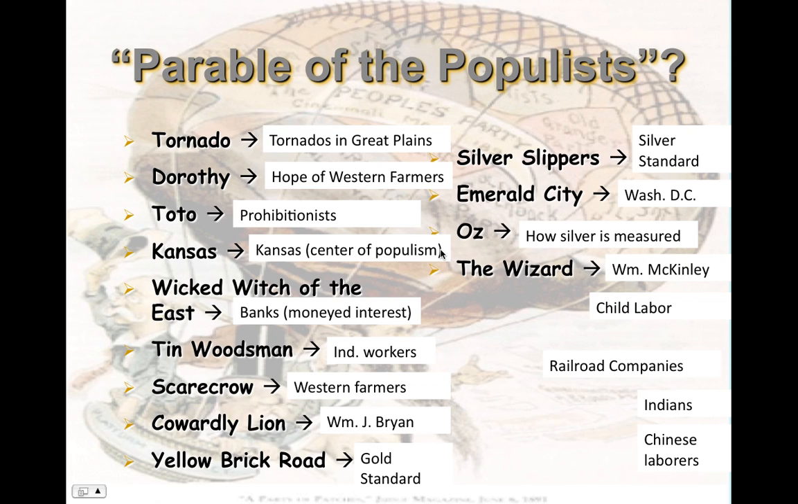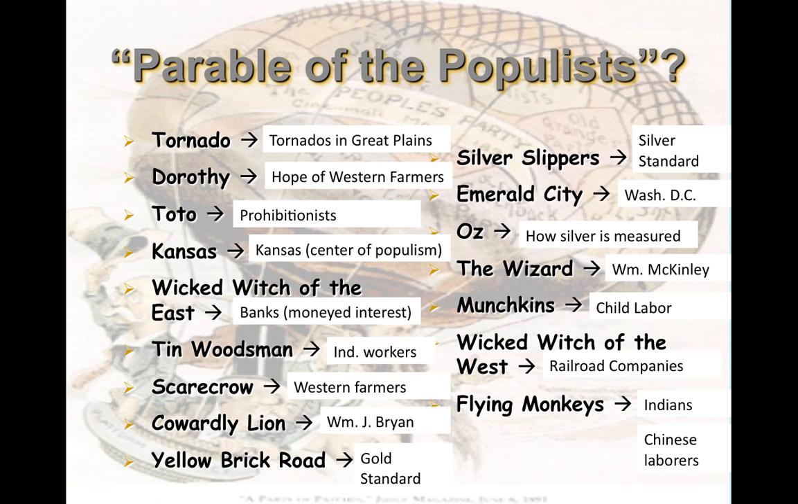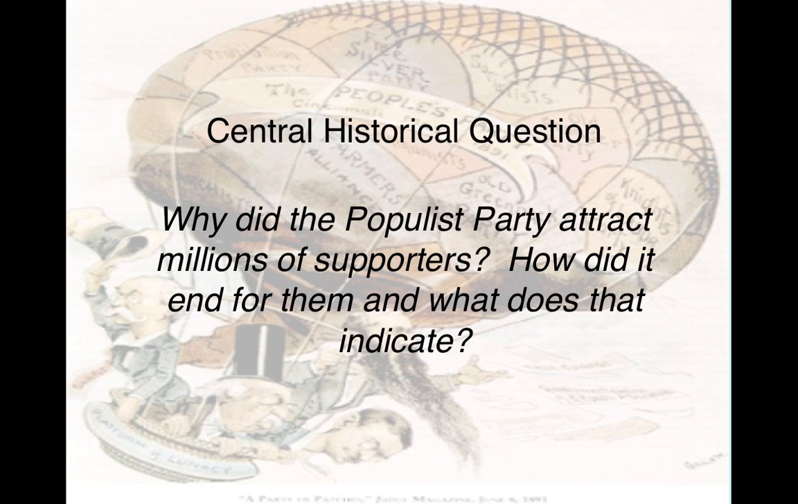William McKinley is the Wizard. The Munchkins are child workers. The Wicked Witch of the West is, of course, the railroad companies who had been operating and screwing the farmers in the West. Indians, who had also been giving farmers a tough time, were the Flying Monkeys. And then finally, Chinese laborers, who also were seen as giving Western farmers a hard time, were the Yellow Winkies, or the people who worked with the Wicked Witch of the West. That, my friends, is a beautiful thing.